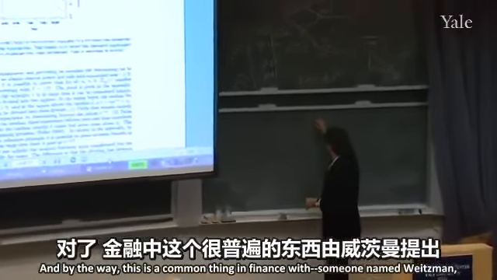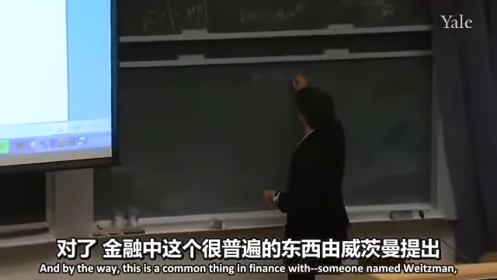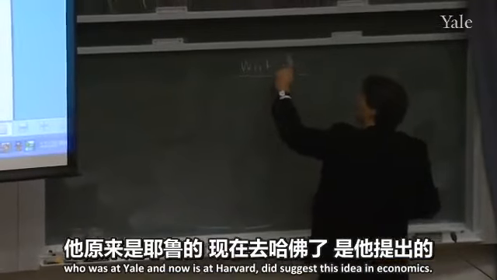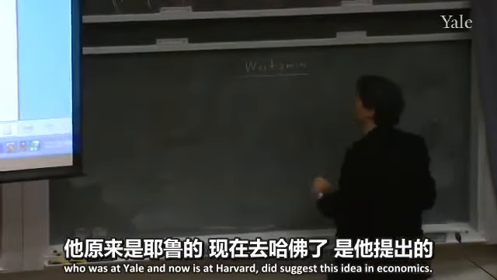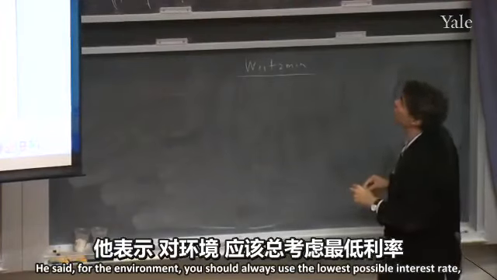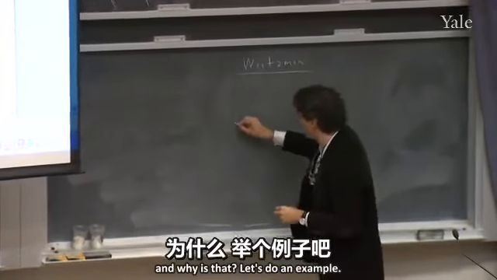Okay, so what is the intuition? And by the way, this is a common thing in finance with someone named Weitzman, who was at Yale and now is at Harvard, who suggested this idea. In economics, he said, for the environment, you should always use the lowest possible interest rate. And why is that? Let's do an example.